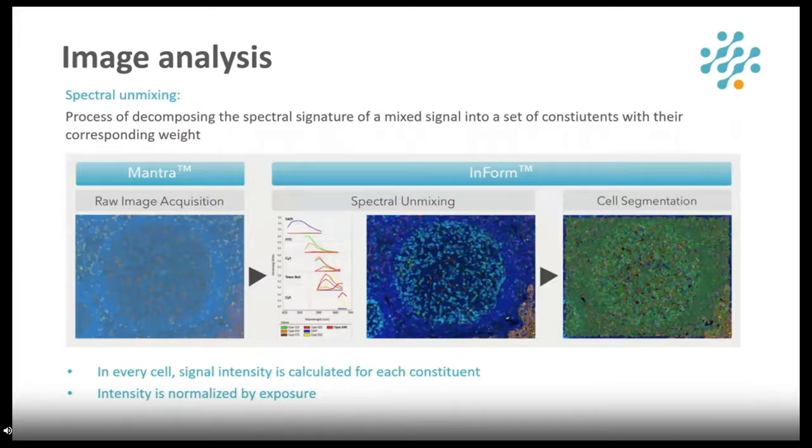When using the Opal detection system, acquisitions need to be post-processed. In particular, the signal needs to be deconvoluted to separate the information corresponding to each Opal fluorophore. We built a spectral library prior to this study and used inForm to do unmixing, as well as cell segmentation of the tissue for further analysis and quantification.